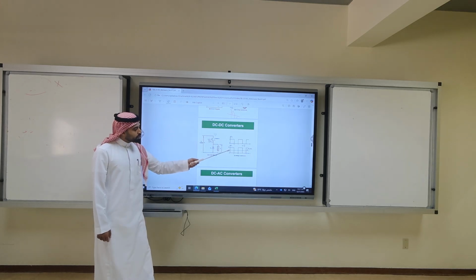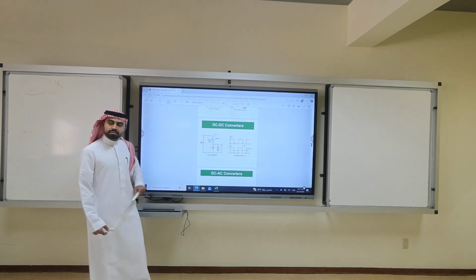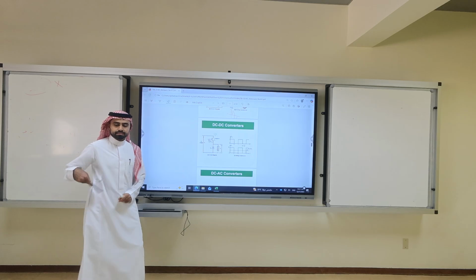So the DC component here is delta Vs. The original DC is Vs. So this is a DC to DC converter. Clear? Is it clear?